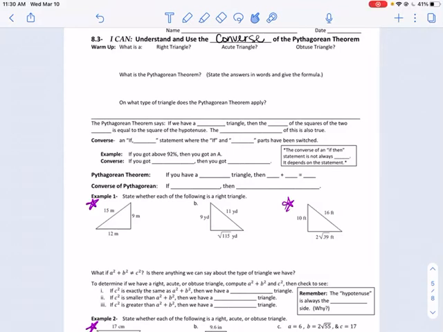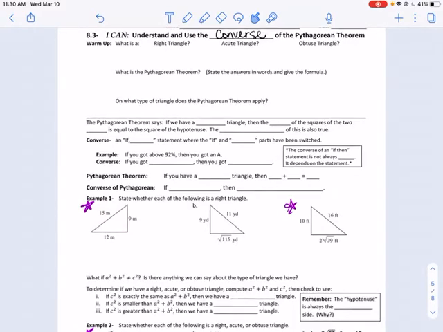Today we're going to be exploring and using the converse of the Pythagorean Theorem. And no, converse does not mean the shoe brand, although I do love me a good pair of Converse sneakers. We'll talk about what the converse means in a second.